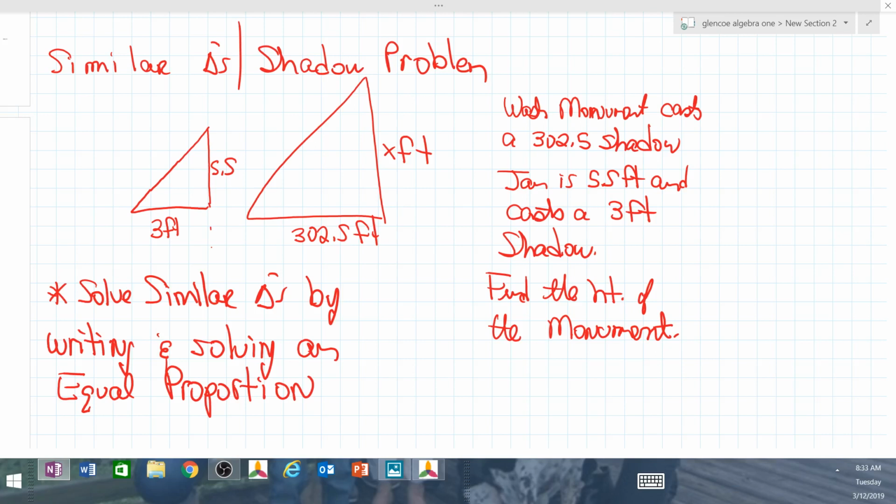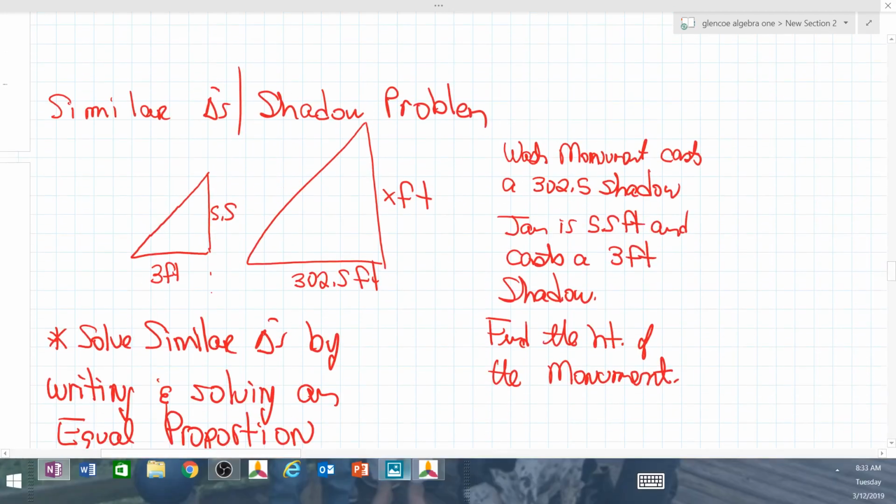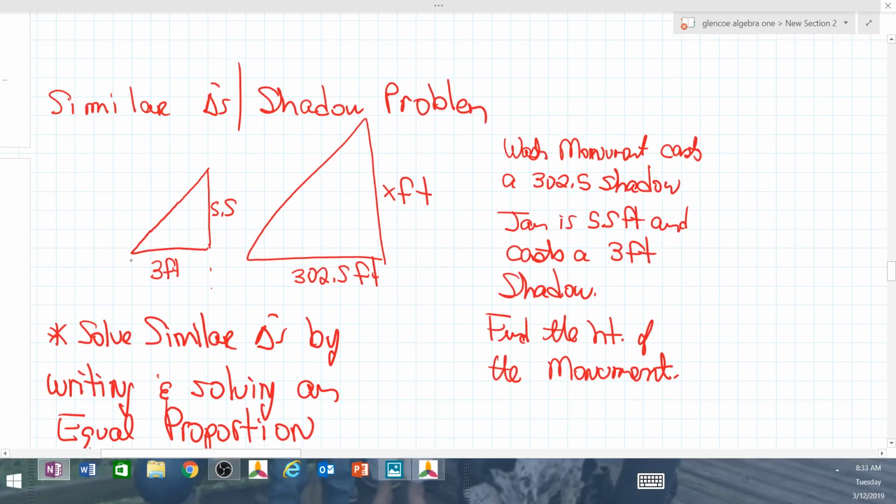The Washington Monument casts a shadow that is 302.5 feet. So this is the height of the Washington Monument represented by X feet. Yes, this is not drawn to scale. I am well aware of this. And this is the shadow that it casts, 302.5 feet. Jan is 5.5 feet tall, or 5.5 feet, and she casts a 3-foot shadow.